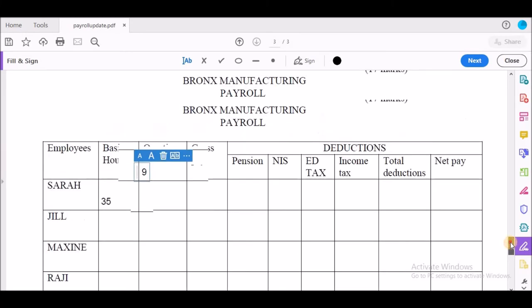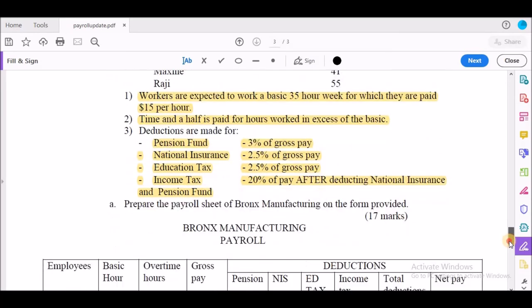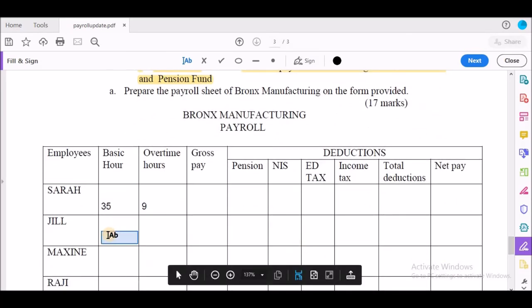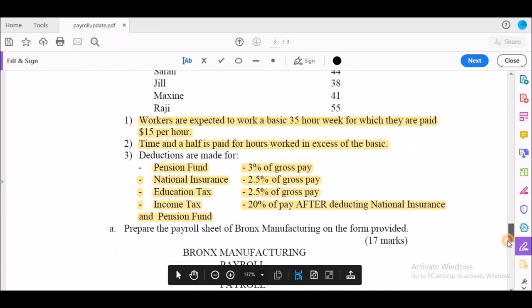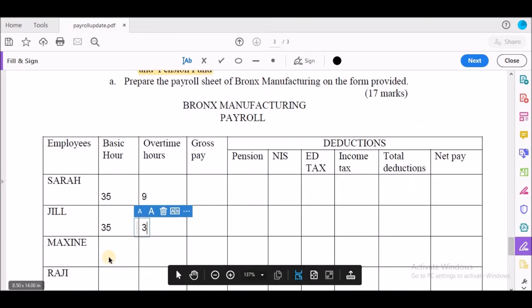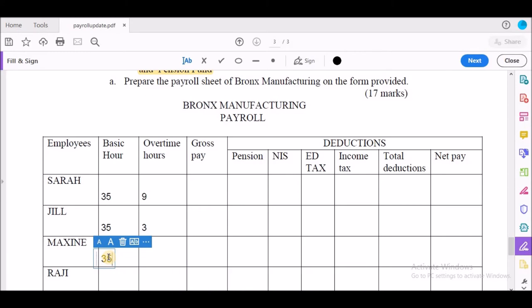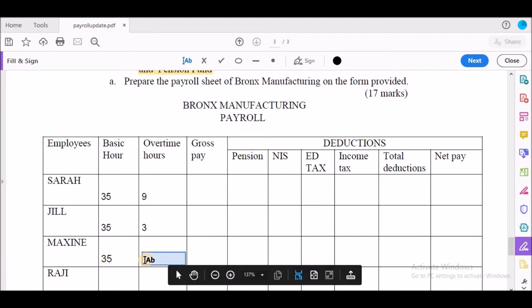Jill, let's scroll back up to find Jill's information. Jill is 38. So we are going to have 35 here. And then 35 from 38 is going to leave you with 3. So that's 3 hours overtime. Then we have Maxine, 41. So that's 35 here. And then 41 less 35, that's 6. So we have 6 hours of overtime for Maxine.